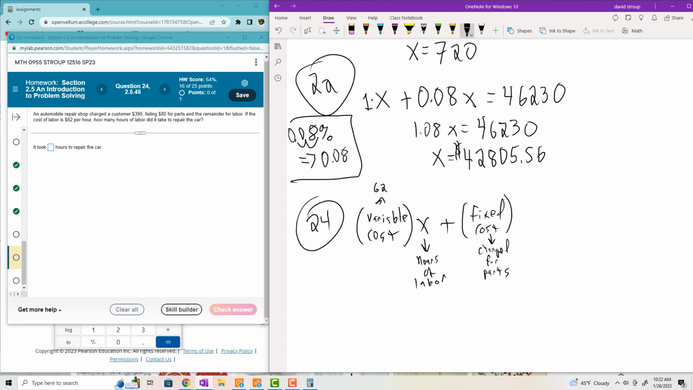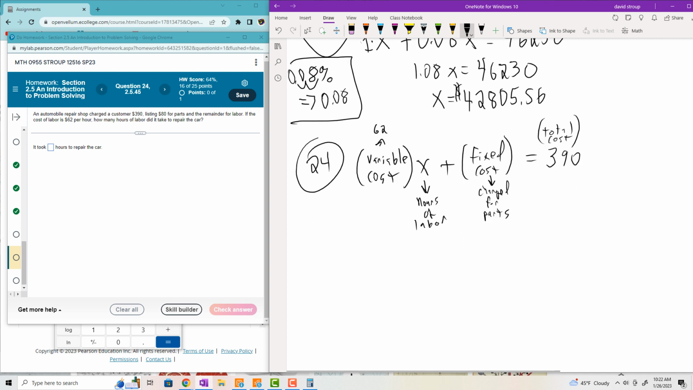Anyways, the total charge was $390. So over here you have the total cost. And then you should be able to solve for x, the number of hours of labor, if you didn't know that. So 62x plus this fixed cost for parts, they said it was $80 in the story problem, and then that equals the $390, which was the price out of your pocket.